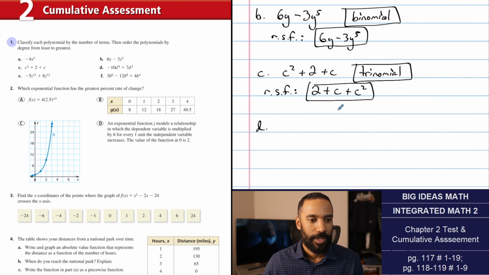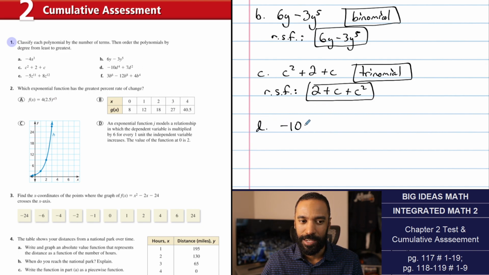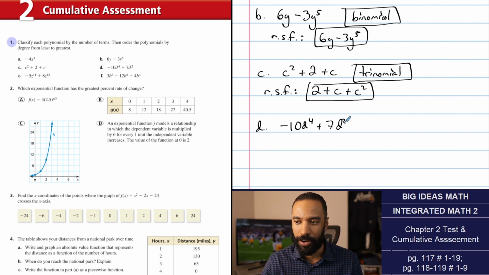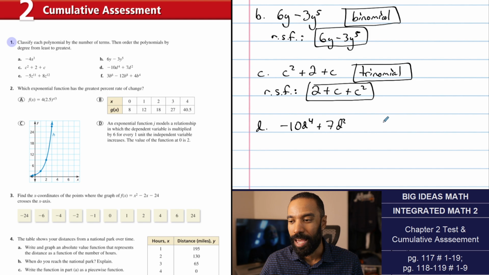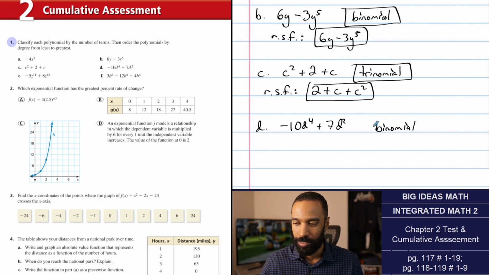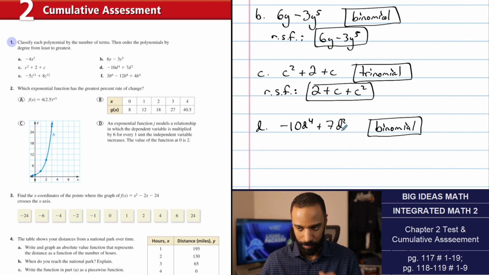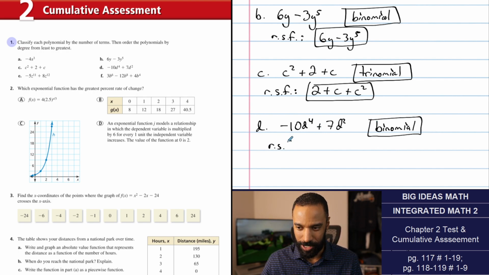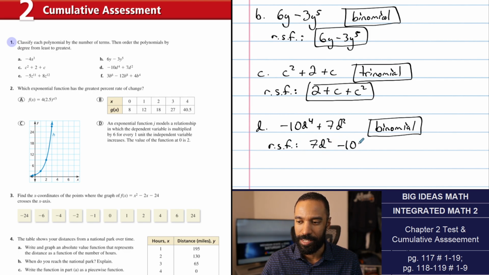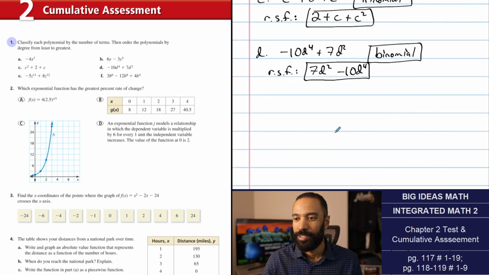D, we have negative 10d to the fourth plus 7d squared. You can see they are allergic to saying quadrinomial ever. I don't see any 4-term ones here. This is once again a binomial. From least to greatest degree, we are going to have 7d squared, reverse standard form: 7d squared minus 10d to the fourth. Come on, I want to finish in the hour.